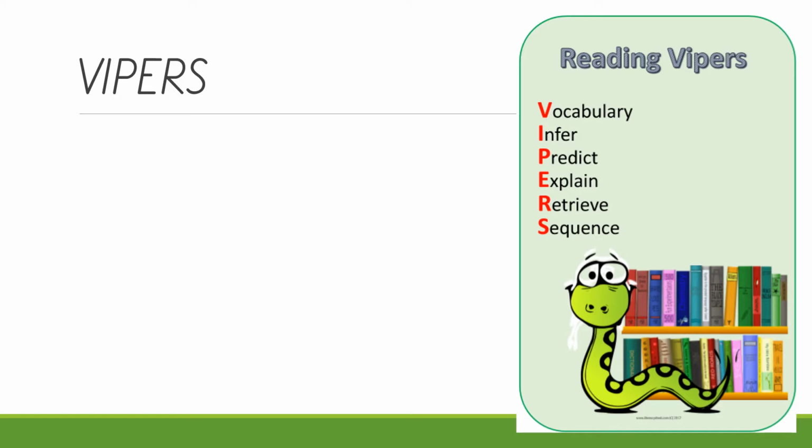Let's remind ourselves what those VIPERS are. So when we're using reading VIPERS, we're looking at the vocabulary, which is the words. We're looking to infer, which means that we come up with some good ideas about the text. We predict, which means we take a guess. We explain, which means we give explanations and reasons for our answers. We retrieve, which you're really good at, and that's when we find an answer in the text. And we sequence, we put things in order. Now what I'm going to do is I'm going to read the diary with my story map so that you can see the words at the same time.